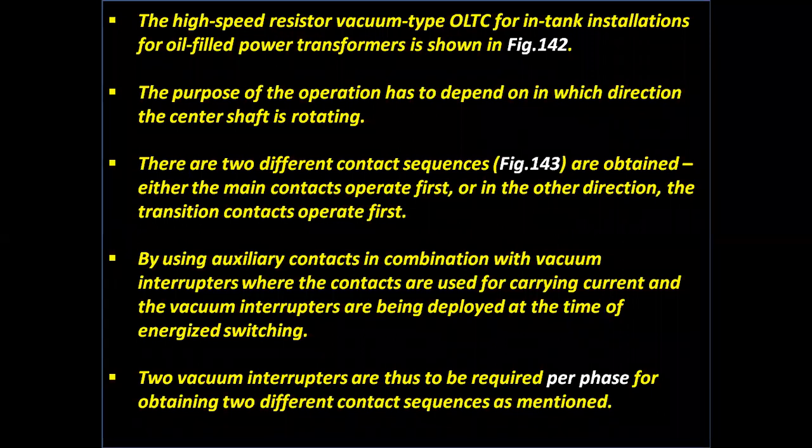The high-speed resistor vacuum type OLTC for in-tank installations for oil-filled power transformers is shown in figure 142.